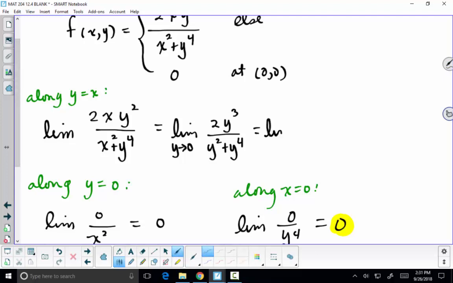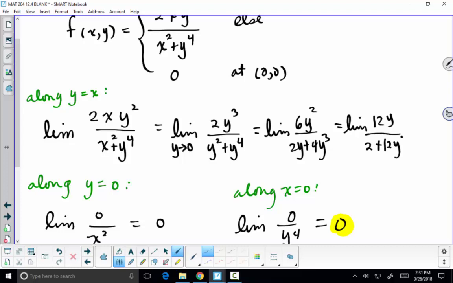So let's check. If we do L'Hopital's rule once, we get 6y squared over 2y plus 4y cubed. That's indeterminate, so we do the limit of 12y divided by 2 plus 12y squared. Now we can plug in the 0 and we get 0 over 2. So we do get 0, though not for the same reason I was actually thinking.